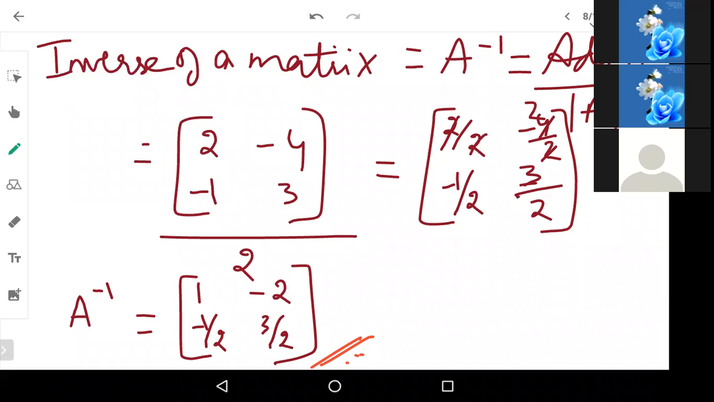Understood inverse of a matrix? Any doubts in this problem?